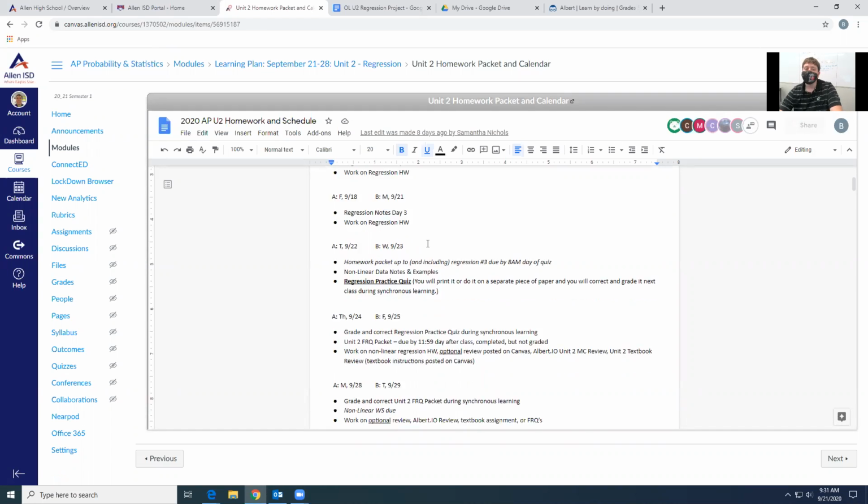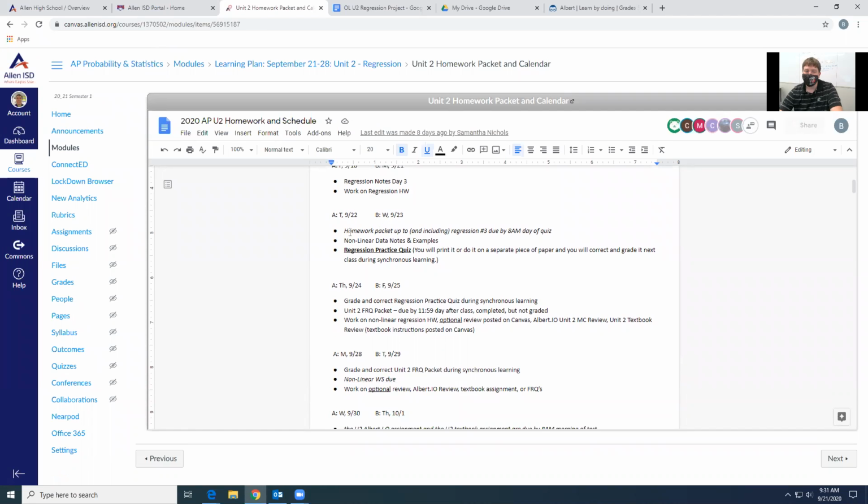So nothing's due yet. Okay, so the first thing that's going to be due is on Wednesday. You're going to turn in at that one place your homework packet up to and including regression number 3. So there's 3 regression worksheets in there. Just do the first one. Got the answer keys to check if you need to.